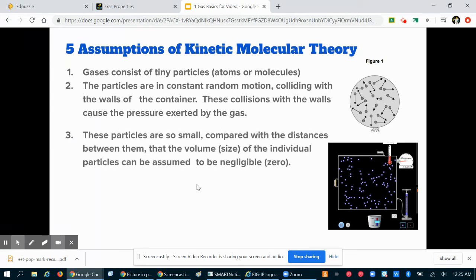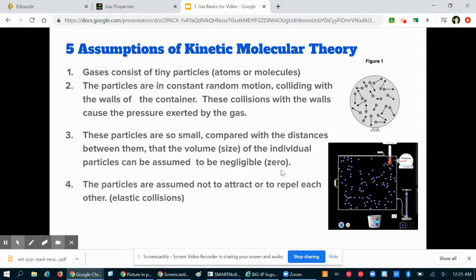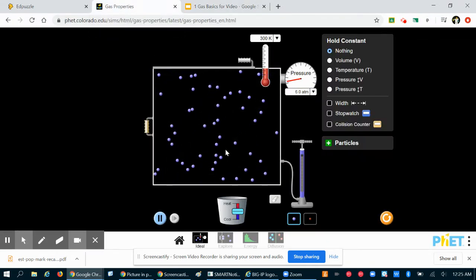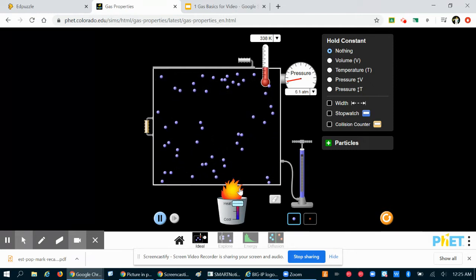Another assumption that we're going to make is that the volume of the gas that we measure is made up by the distance between the particles and not the particles themselves. Atoms and molecules are so small that we assume their volume to be negligible. The particles are assumed not to attract or repel each other as well, that the collisions that they're forming are completely elastic. And so these guys are not moving very fast.